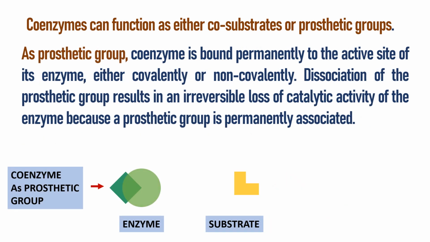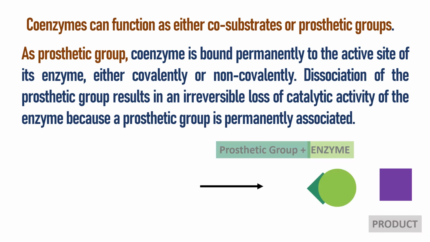As prosthetic group, coenzyme is bound permanently to the active site of its enzyme, either covalently or non-covalently. Dissociation of the prosthetic group results in an irreversible loss of catalytic activity of the enzyme because a prosthetic group is permanently associated.